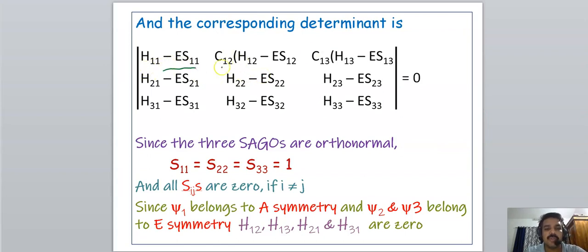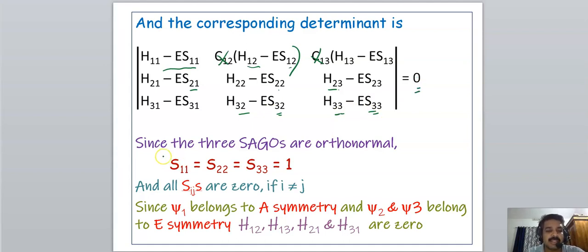H11 minus ES11, H12 minus ES12, H13 minus ES13; H21 minus ES21, H22 minus ES22, H23 minus ES23; and H31 minus ES31, H32 minus ES32, H33 minus ES33 is equal to 0. Okay, that is a determinant form.